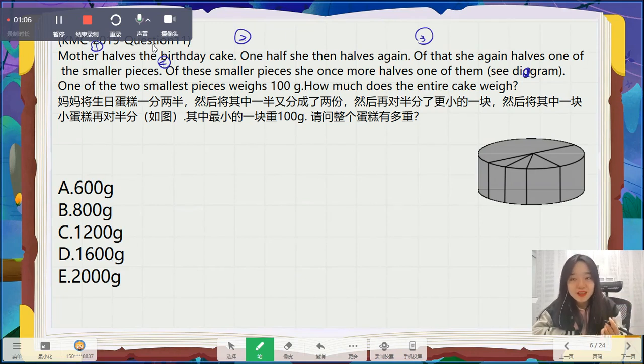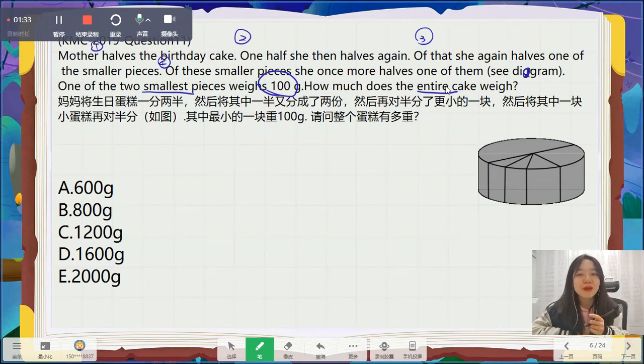See in the diagram, we know that one of the two smallest pieces weighs 100 grams. So what are we going to find is, how much does the entire cake weigh? So this time we don't know how much the entire cake weighs at first, but we know finally how much the smallest piece weighs.